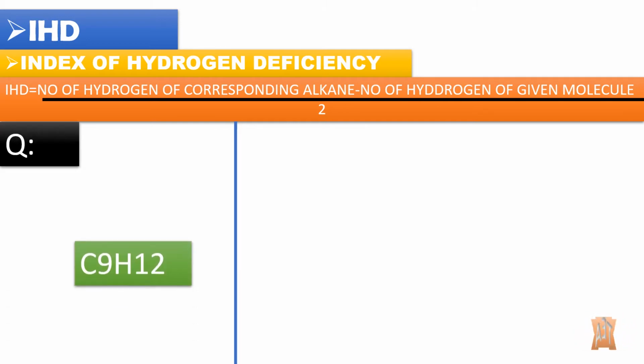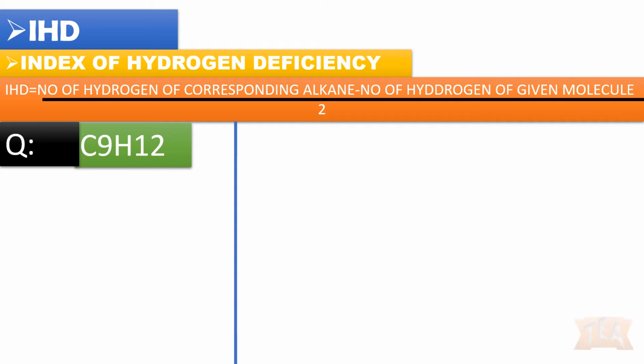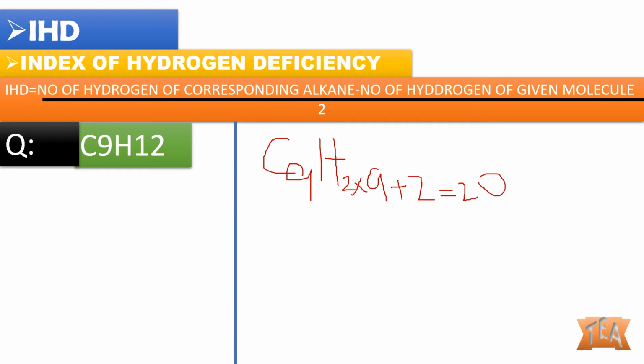Let's see the first example. This is the molecular formula, C9H12, right? So firstly we have to find out its corresponding alkane hydrogens. To find the corresponding alkane, you can see here what I have to do. I have to multiply this 9 by 2 and add 2 to it. So 2 nines are 18, 18 plus 2 is 20. So its corresponding alkane contains 20 hydrogens.